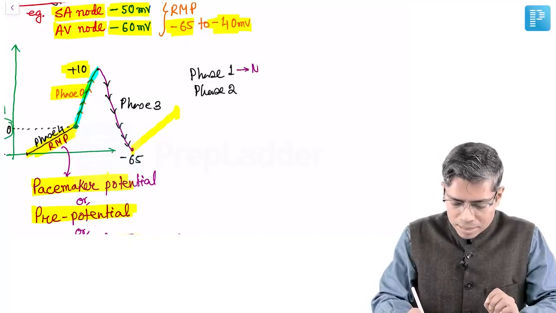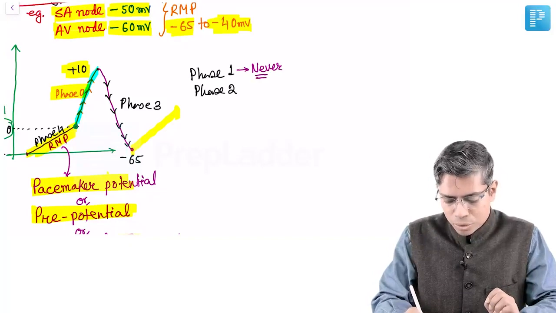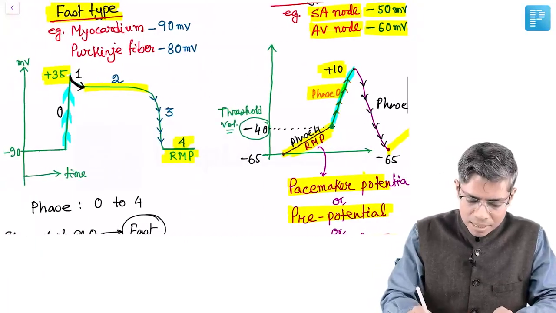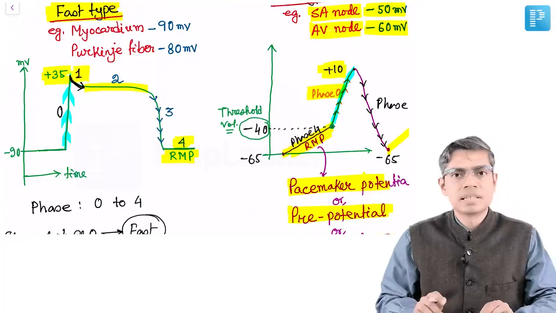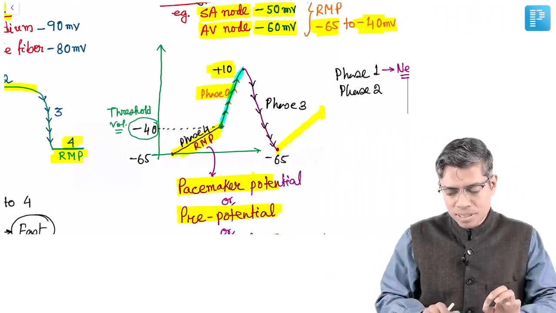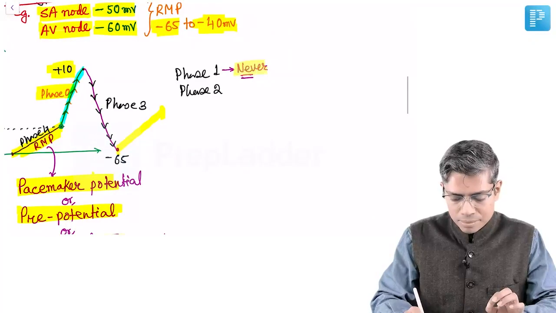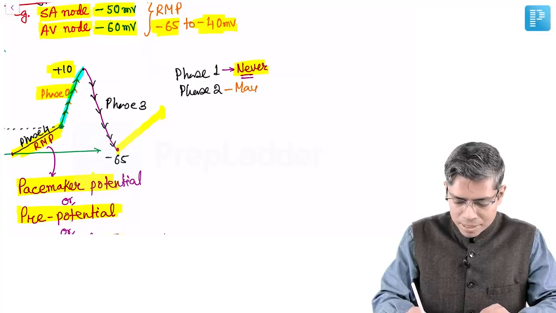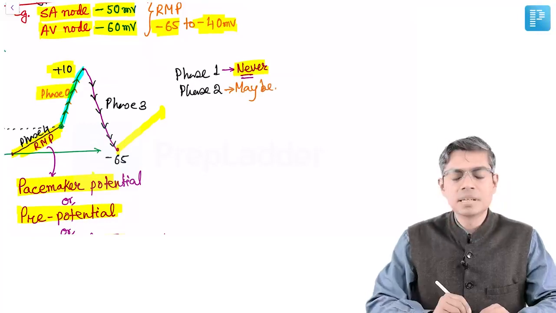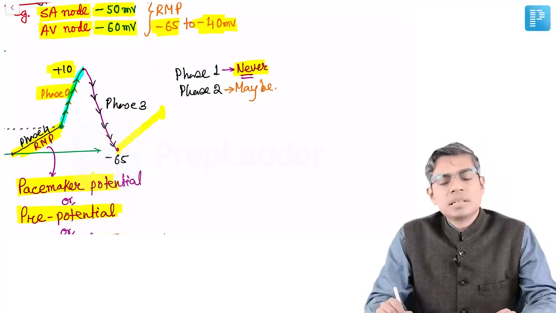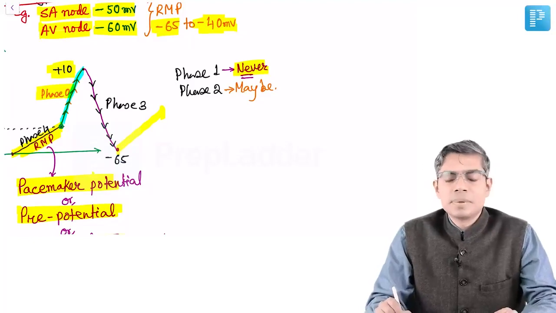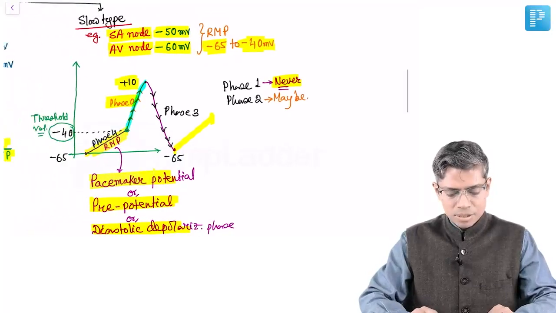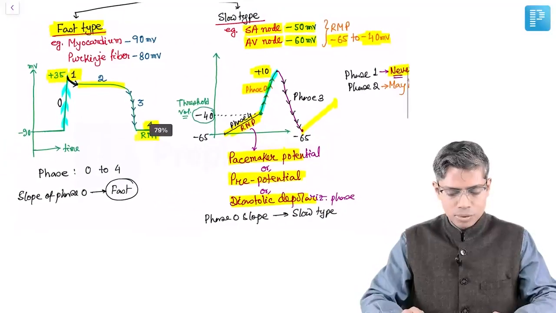Phase number 1 is never seen in the nodal tissue because the channel which is responsible for phase number 1 in case of fast type action potential, that channel is not present in case of nodal tissue, so it is never ever present. Phase number 2, sometimes it may be present in case of nodal tissue, but typically it is absent. Right? So these are the basic difference between the fast type action potential and slow type action potential.